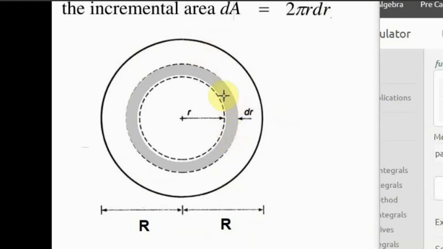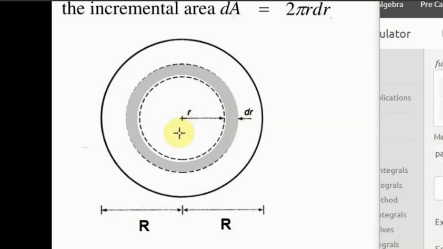So we are looking at a section here, the gray color, and the thickness of that thin layer cross section here is dr, and the location of this circular strip is r from the center line of the pipe. We are looking from the side view.